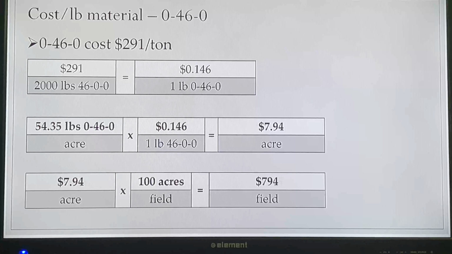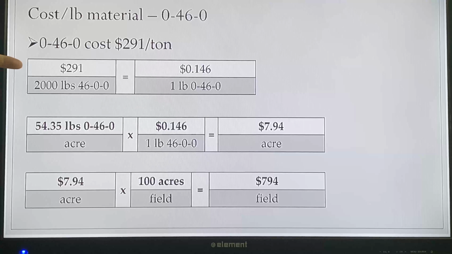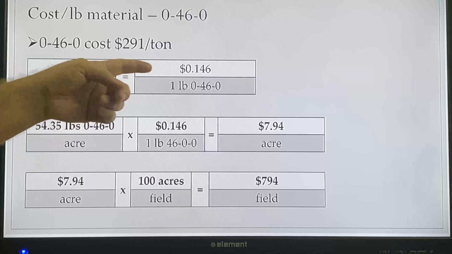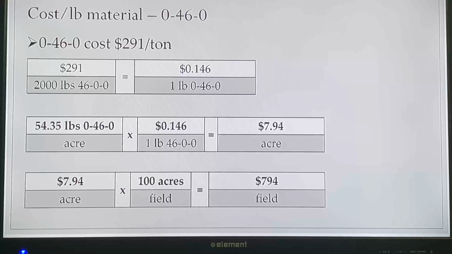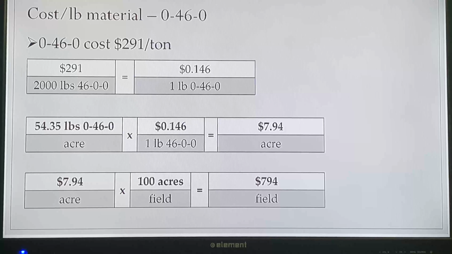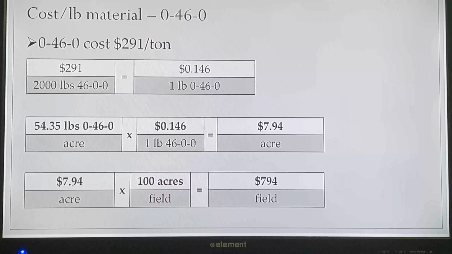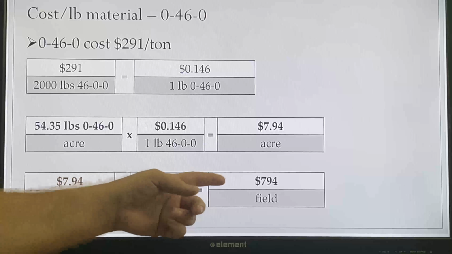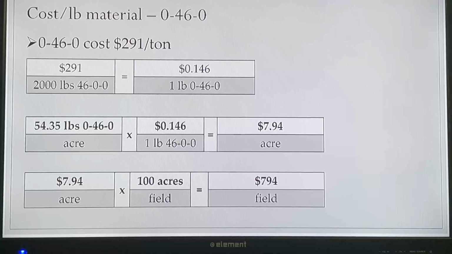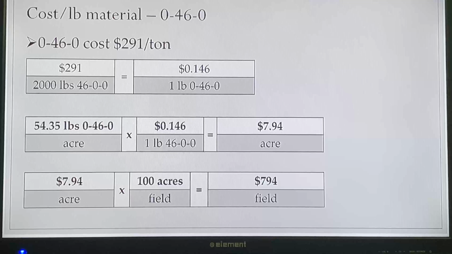We do the same thing for our superphosphate. It costs $291 per ton. That comes out to be about 14.6 cents per pound. We do the same math. We come out to about $8 an acre for our phosphorus costs. Multiply times 100 acres, $794 for our phosphorus in that field.